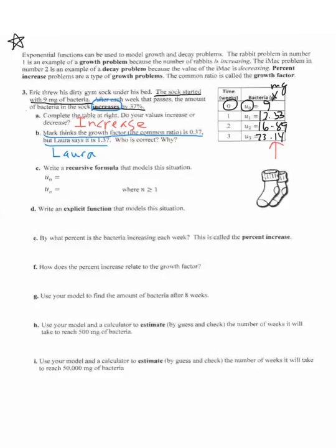In general, if it's an increase, it's going to be 1 plus the percent. So in this case, 1 plus 0.37. If it says decrease, for example a decrease by 37%, it's going to be 1 minus 0.37.